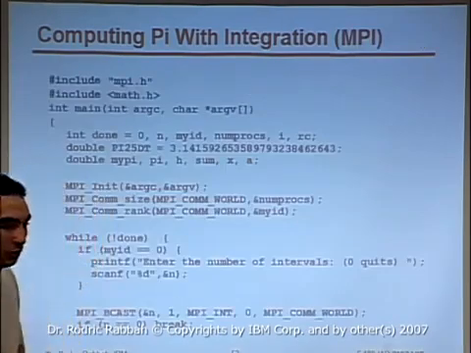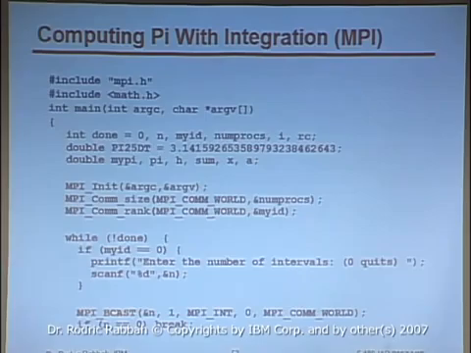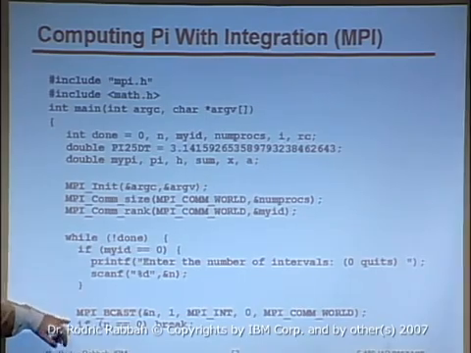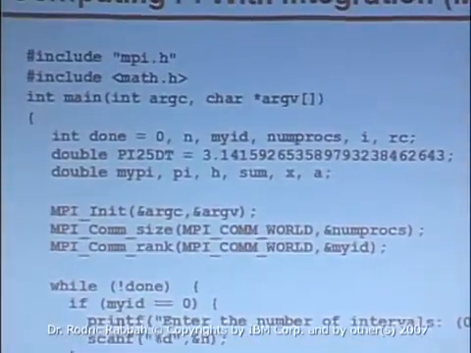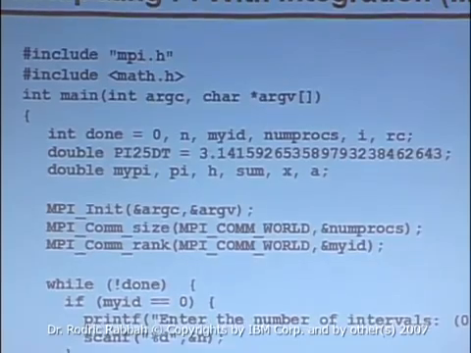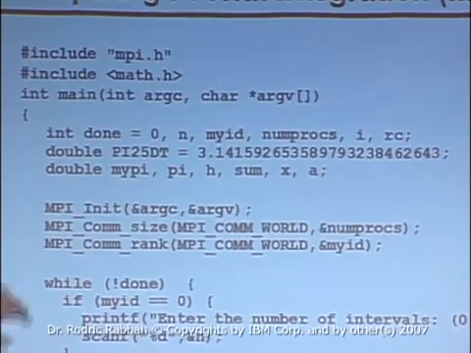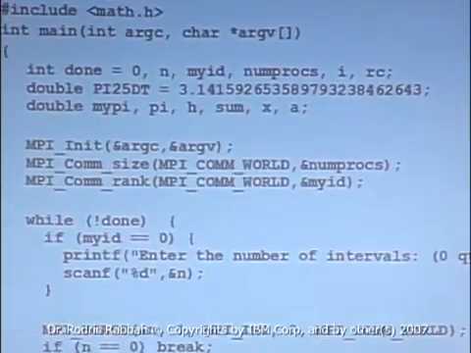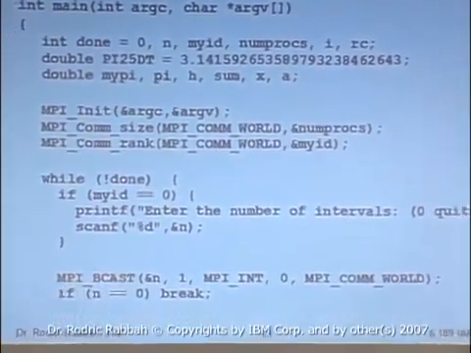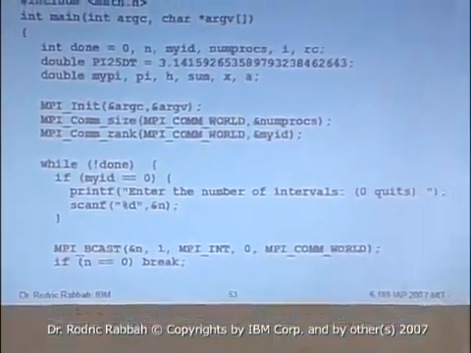OK, so computing pi with integration using MPI takes up two slides. I could fit it on one slide, but you couldn't see it in the back. There's some initialization. In fact, I think there are only six basic MPI commands that you need for computing. Three of them are here, and the others are MPI send, MPI receive, and one more that you'll see on the next slide.